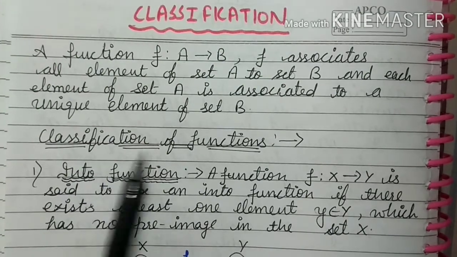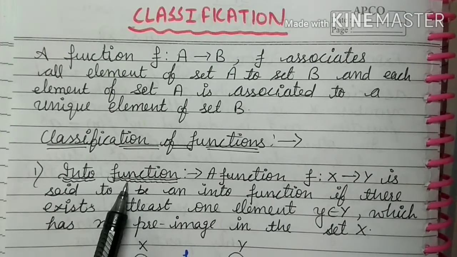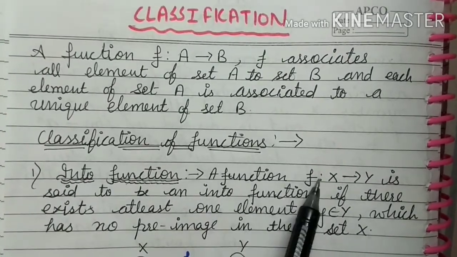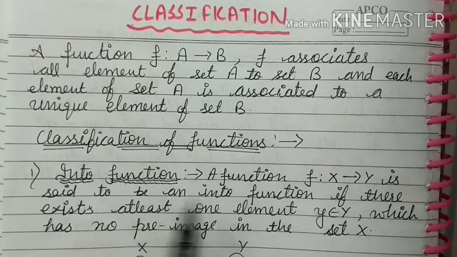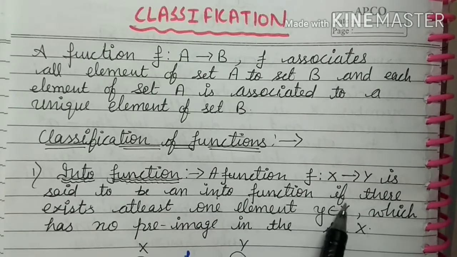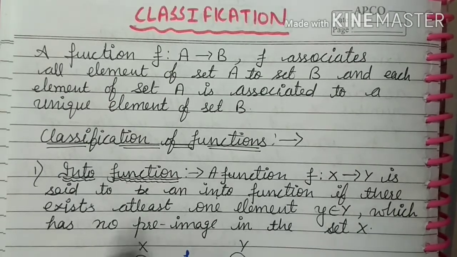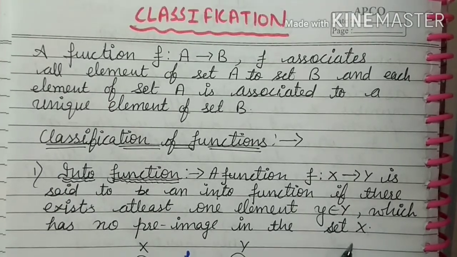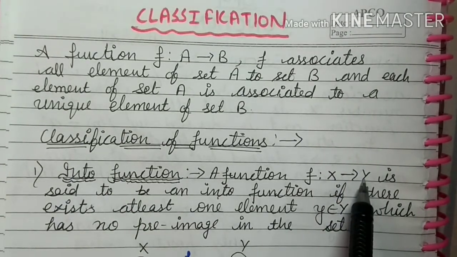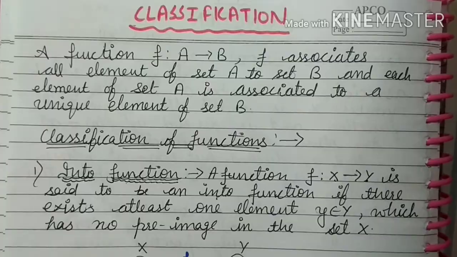Now we start with the classification of functions. First one is into function. We will define all the kinds of functions in this way. Into function. Number one, a function f from X to Y is said to be an into function. If you are given any function f, when will we call it an into function? If there exists at least one element y belonging to Y which has no preimage in the set X. In simple words, some one element in this set is left over for which you do not find any preimage in X, as we can see in the arrow diagram.